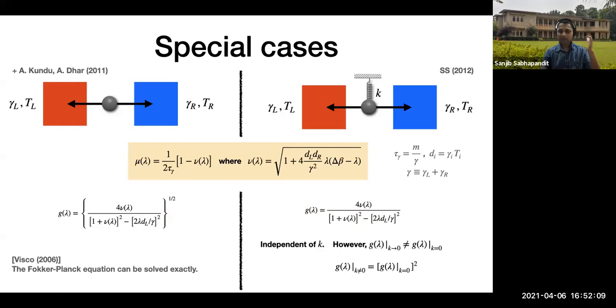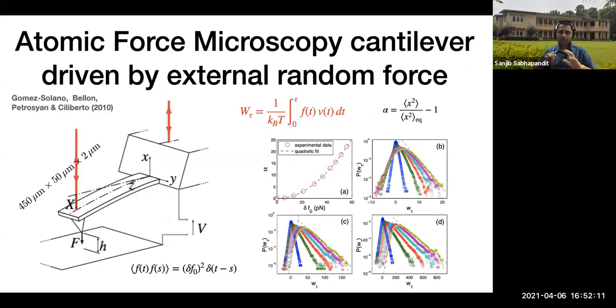Okay, but let's forget about the heat. I just want to talk about an experiment. This is an experiment done in Ciliberto's group. What they looked at is this AFM cantilever, of very small size, and this is a conducting plate that you keep near the cantilever. So this is a metallic cantilever.